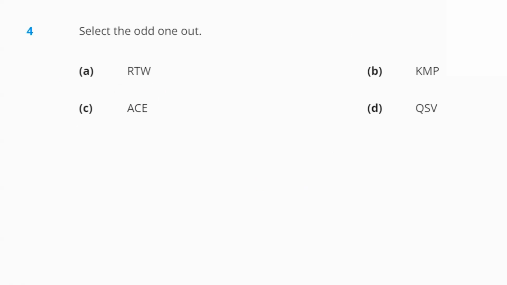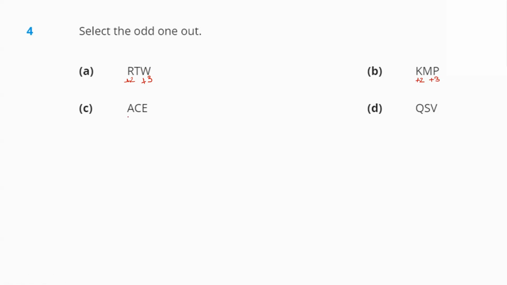Select the odd one out. So for this we will be putting numbers for these or finding the difference in the positions of these alphabets. So first is RTW. R plus 2 gives us T and T plus 3 gives us W. Now option B, K and M. K plus 2 gives us M and M plus 3 gives us P.